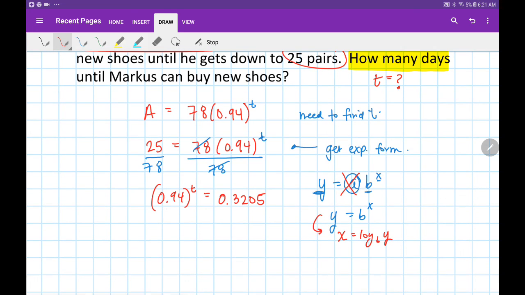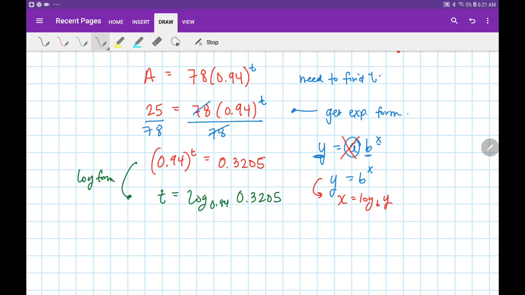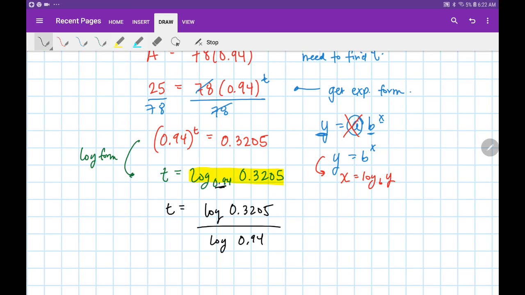Now that I have my base and exponent all by themselves, I can go into log form. So I'll bring down the exponent. I'll write log, my base is 0.94, and the leftover is 0.3205. Awesome. So now I've got t by itself, but it equals this crazy expression. So we need to solve that using our change of base formula. And we'll see t equals log of 0.3205 divided by log of 0.94. Remember, the base goes in the bottom. So let's type that in.